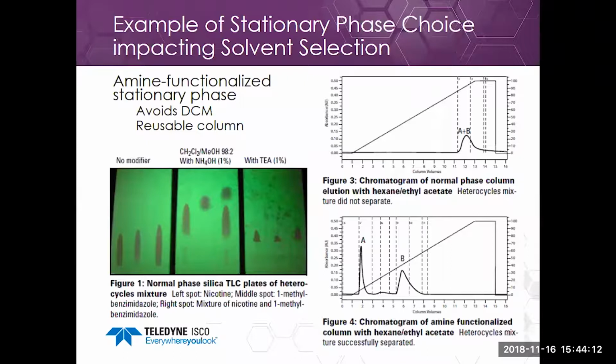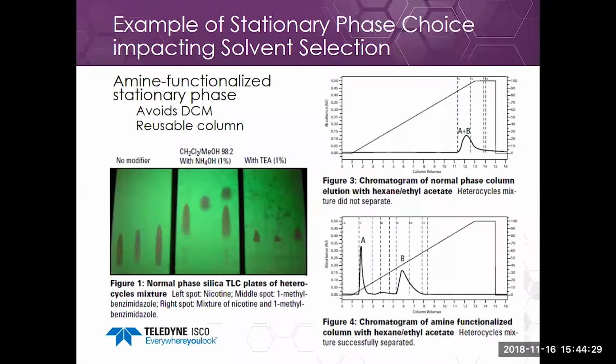You can see we tried to do the run on the normal phase silica column, using hexane ethyl acetate on the Combiflash system, and we don't get any resolution between the peaks. The peaks come out together, between 11 and 14 minutes, with no separation.